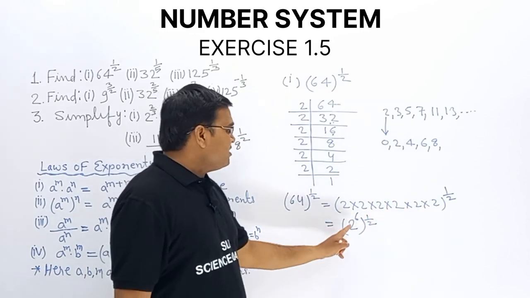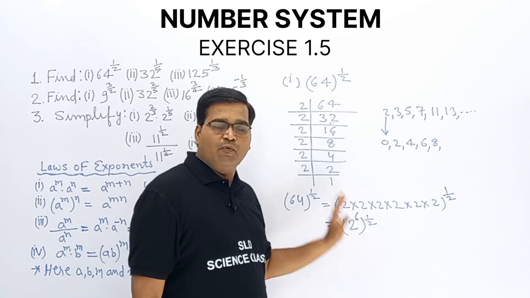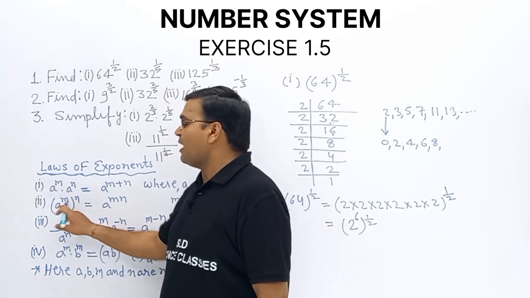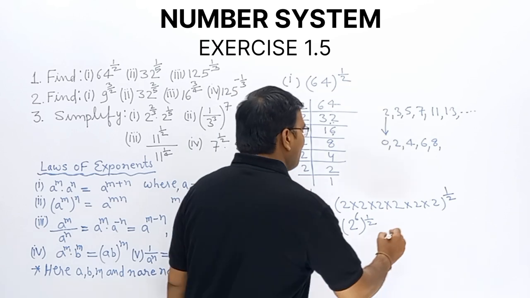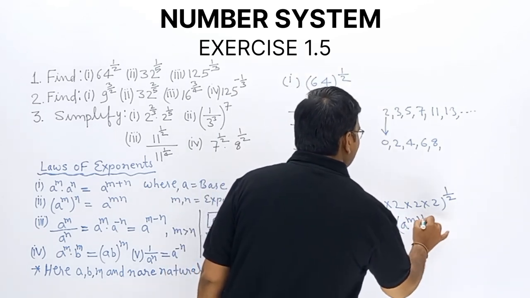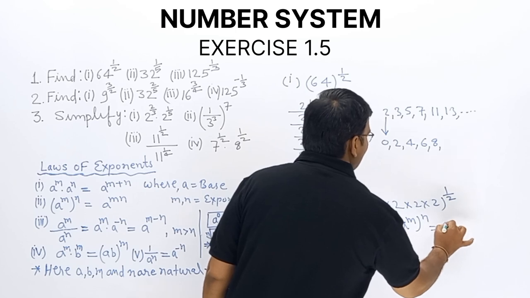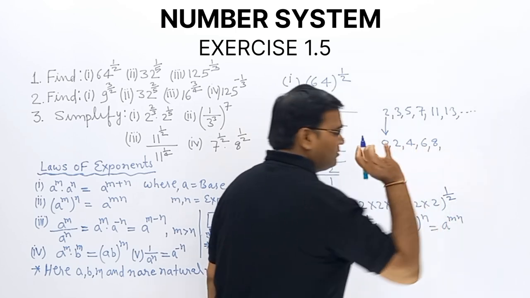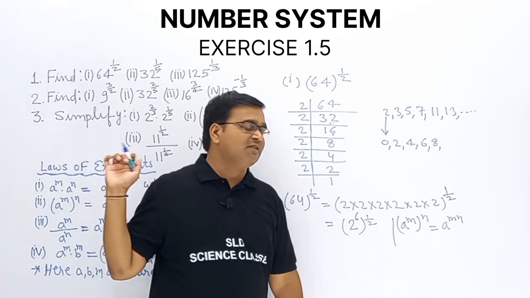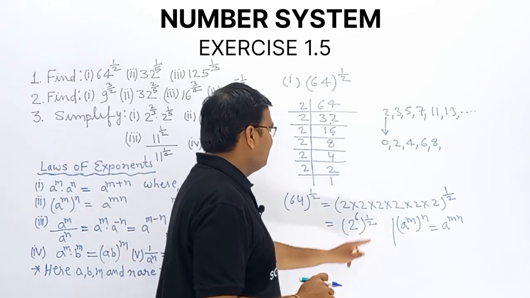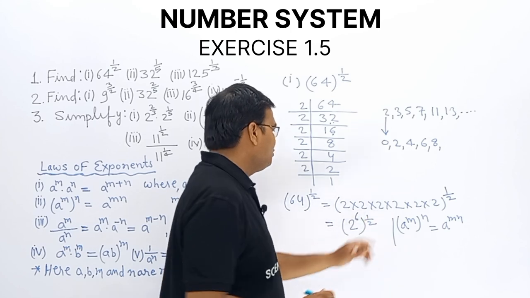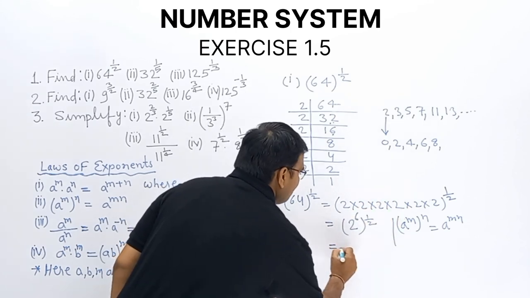Now this is a form we already discussed: a power m whole power n. So it is in the form of what? A power m whole power n can be written as a power mn. Getting or not? These are the laws of the exponent already discussed. So we apply this one. A is 2, m is 6, n is 1 by 2. Use this formula. Then what are we getting?